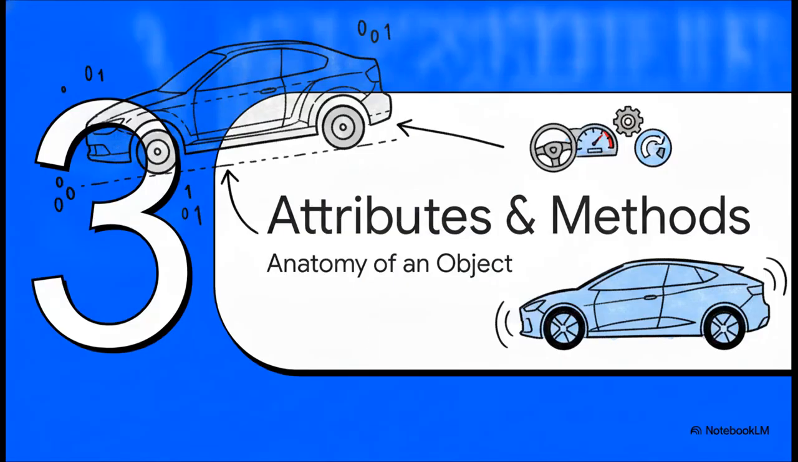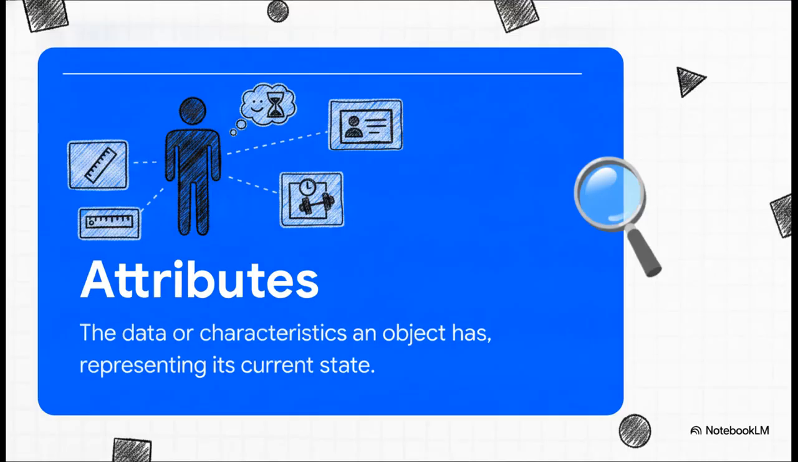Section 3. Attributes and methods, anatomy of an object. To really break down this internal anatomy, let's build a digital car. Every object is made up of two primary components, and the first is its attributes. Attributes are simply the data or characteristics that an object has, representing its current state. The crucial point here is that attributes are the specific, granular details an object possesses. They effectively make up its distinct identity.